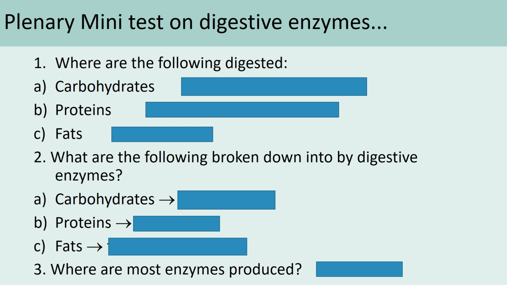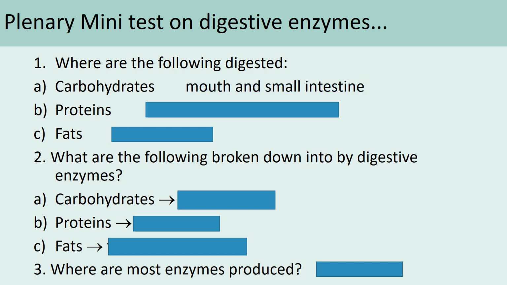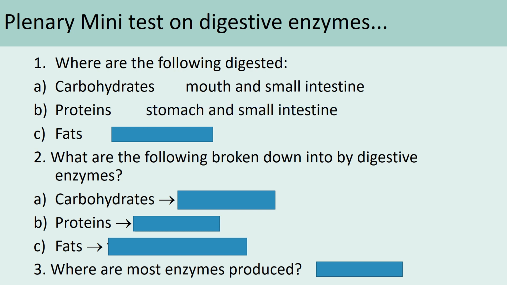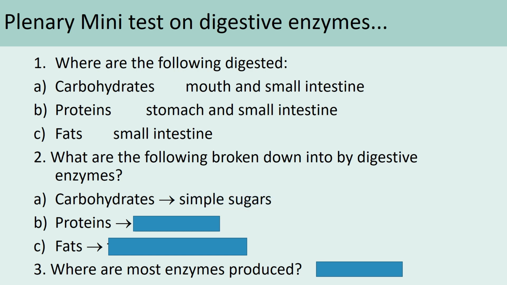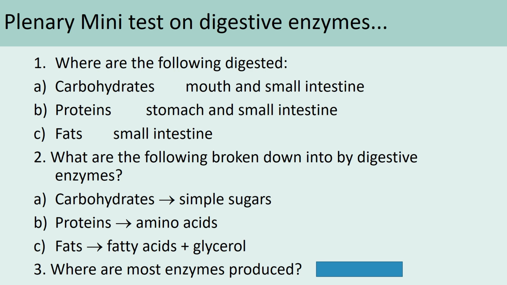Okay, hopefully we've had a go at those. So where are the following digested? Carbohydrates are in the mouth and in the small intestine. Proteins are in the stomach and small intestine. And fats are in the small intestine only. What are the following broken down into? Carbohydrates are broken into simple sugars, proteins into amino acids, and fats into fatty acids and glycerol. And where are most enzymes produced? In the pancreas. And that gets released into the small intestine.